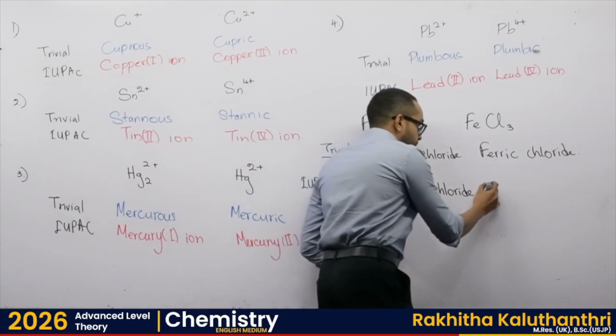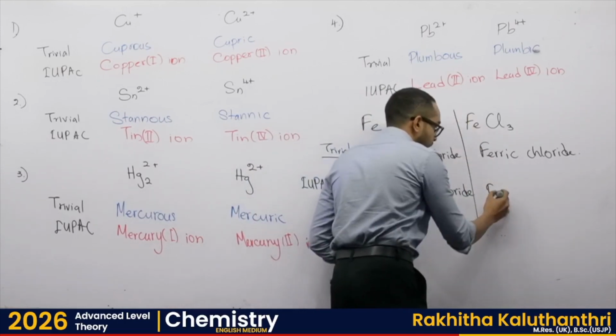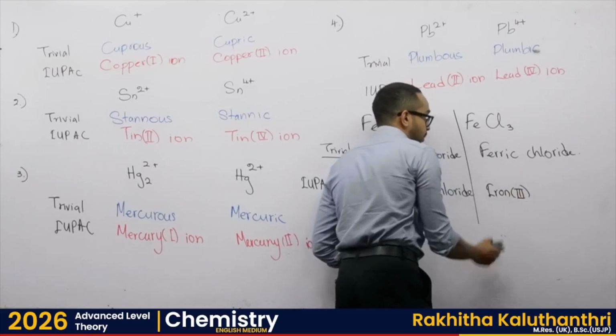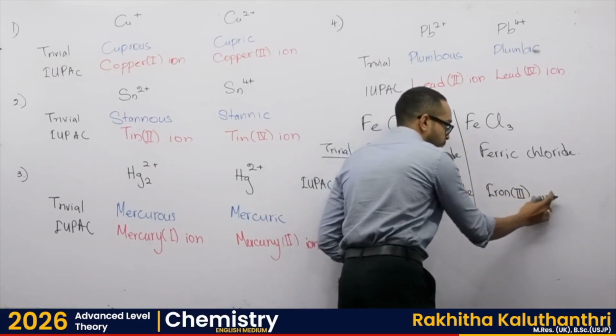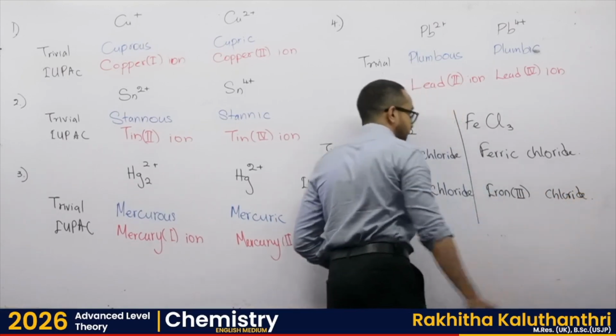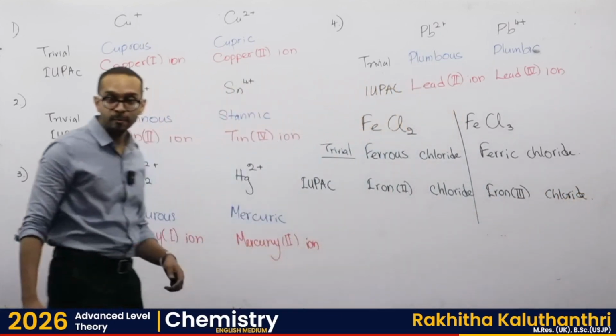Here also the same. We write iron, the oxidation state of that particular ion, and then leave a space, chloride. Is that clear?